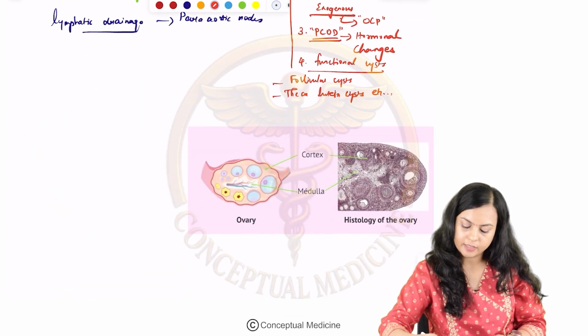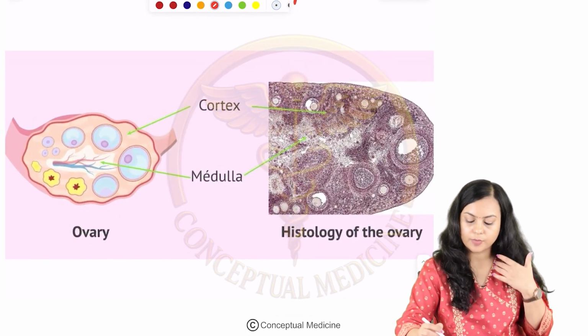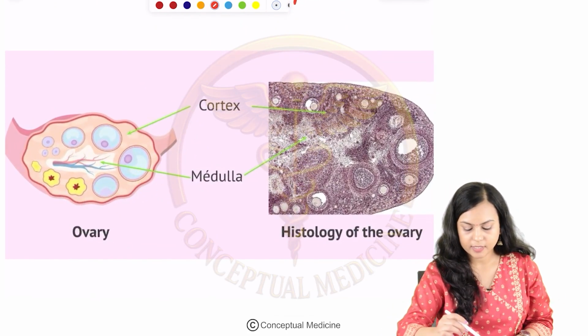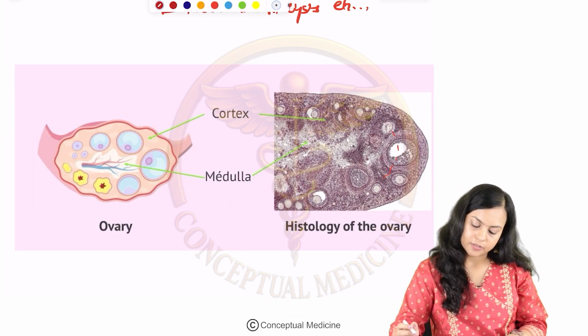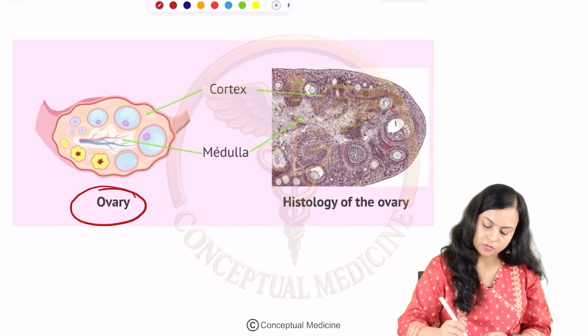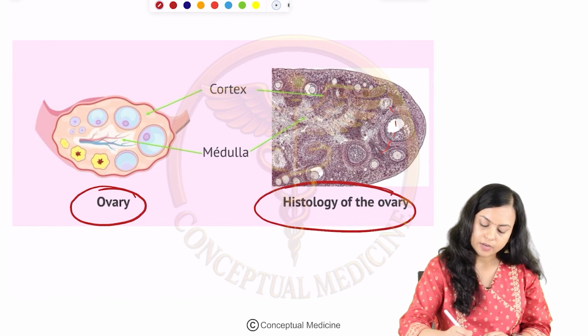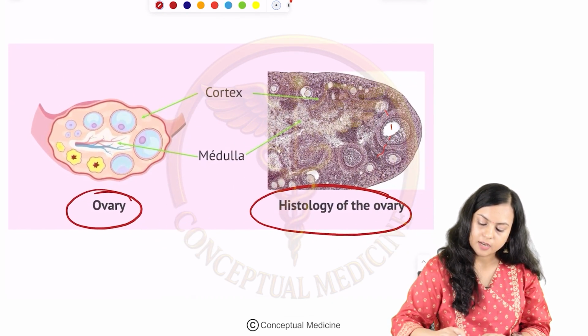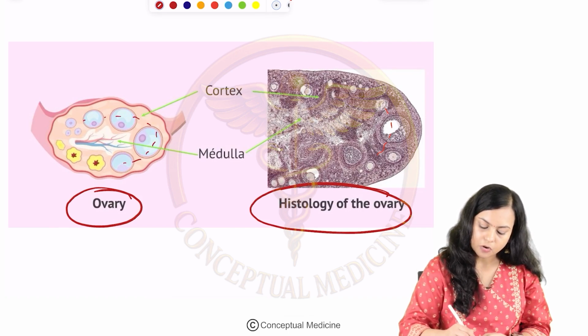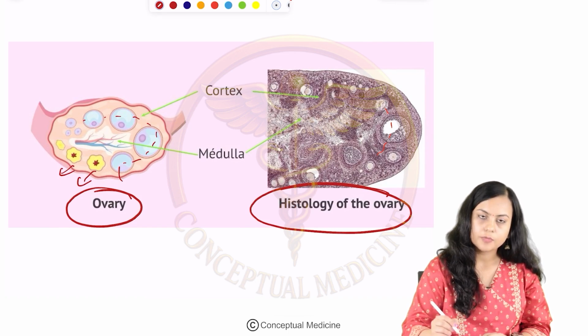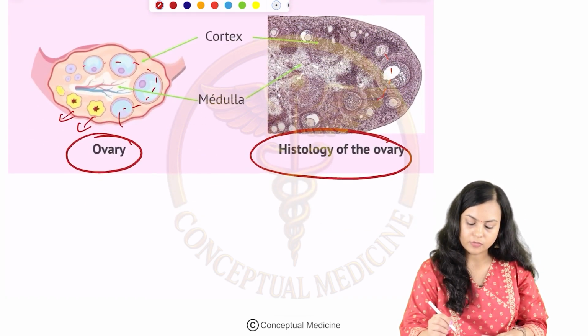So finally, this is the cross section of the ovary where you will be able to see the cortex and the medulla. So this is a picture of ovary showing its cross section. You are able to see the cortex and the medulla. In the cortex only, the follicles are growing and it is going to ovulate, and soon after that corpus albicans and corpus luteum are also seen here.